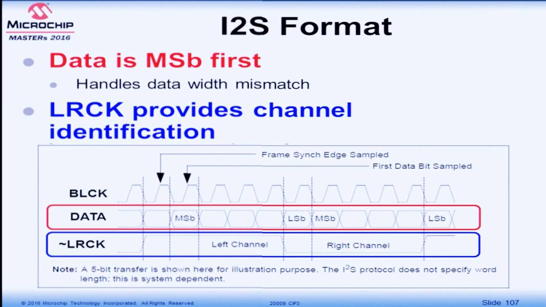The second piece is the data, which is transmitted most significant bit first, and that's done so it'll handle data mismatches, whether or not the data is either too long or too short. If it's too long, it truncates it. If it's too short, it'll zero pad, so it'll handle that. And then the blue one, again, is the LR clock, which is just telling the receiver which channel we're on.